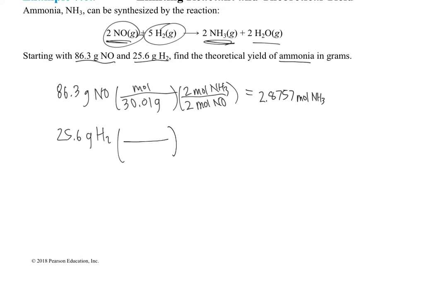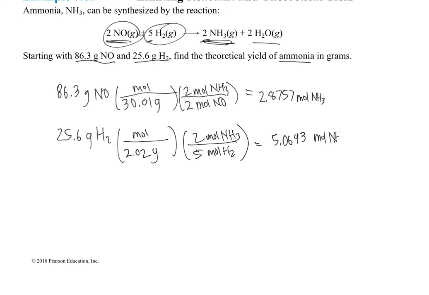So now I'm going to go hydrogen. I have 2.02 grams per mole of hydrogen, using moles of hydrogen to moles of ammonia. 2 in front of ammonia, 5 in front of hydrogen. And we get 5.0693 moles of ammonia. So it looks like I look for the smallest amount.